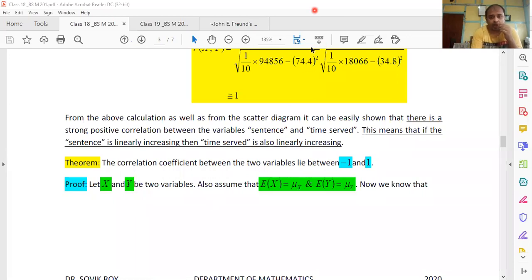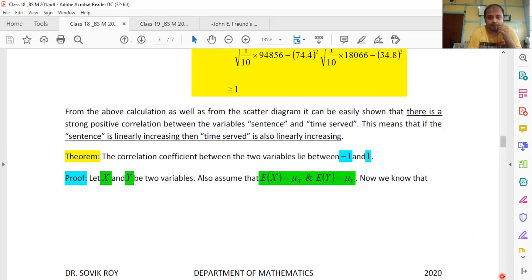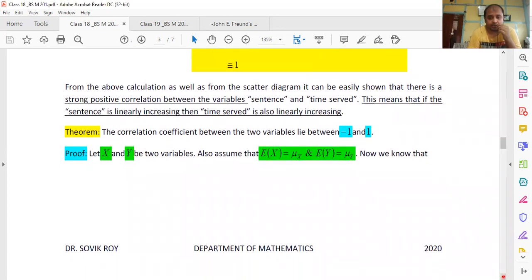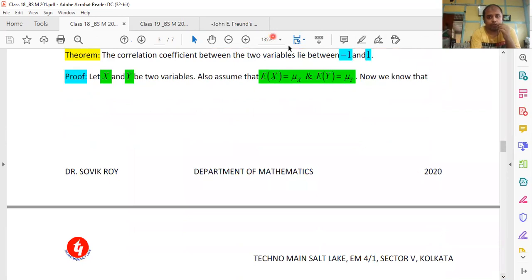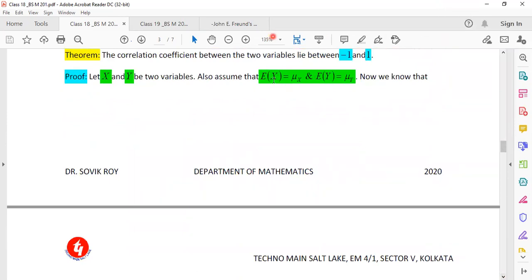To start with, we consider two random variables, capital X and capital Y, and we assume that the expectation of the random variable X is equal to mu X and the expectation of the random variable Y is equal to mu Y. These are our usual notations. And also, you know that the expectation of the random variable E of X equals mu X, that means if you consider these to be the sample values, then you can say that the average of the sample values is equal to the population average.